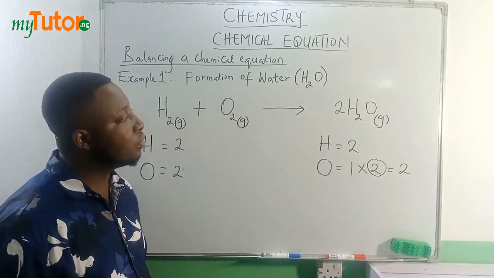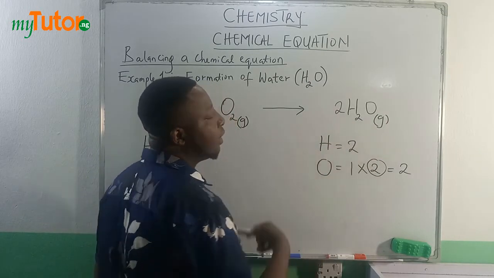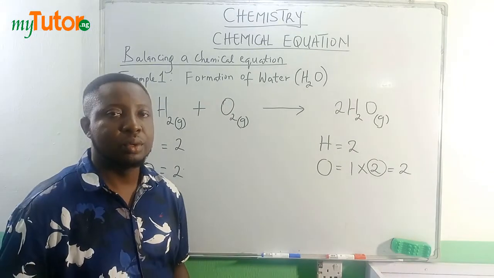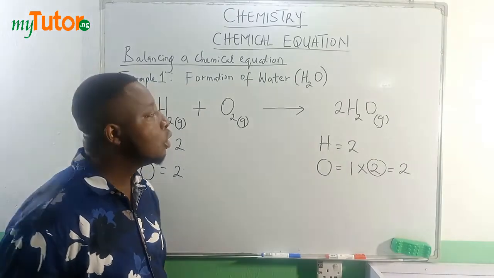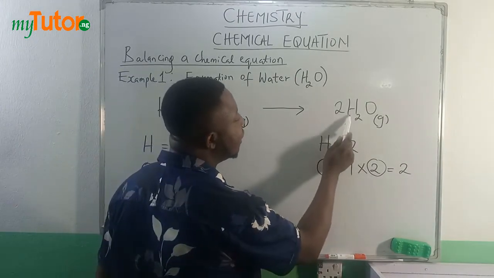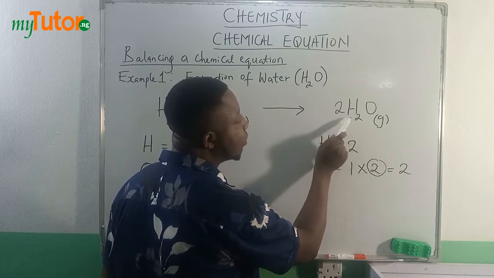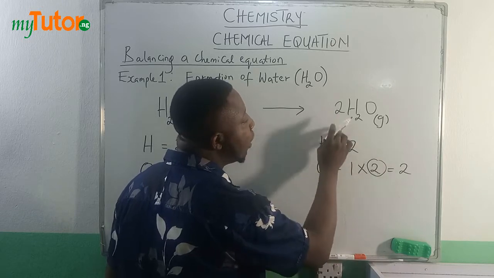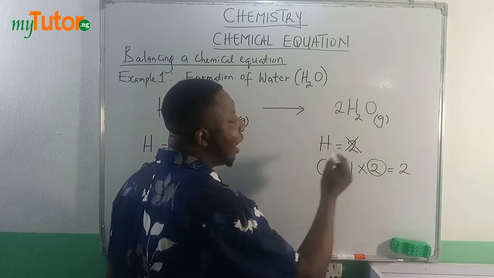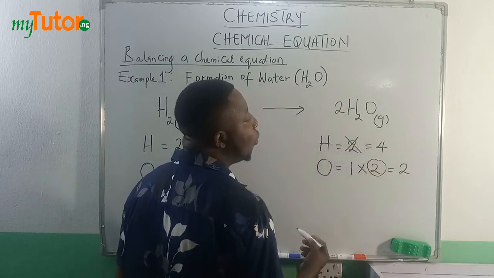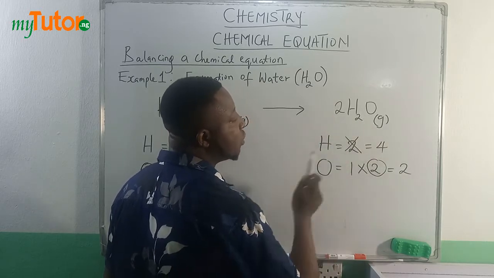By writing this number 2 in front of the water molecule, this number 2 has affected the whole atom that are here. So we need to recount to know the number of atoms of hydrogen and oxygen on the product side. So by checking, we can see that initially we had 2 atoms of hydrogen, but because of these 2 here, we will multiply the 2 atoms by 2. That will give us 4. So hydrogen atom is no longer 2. So this 2 is no longer correct. Our hydrogen atom is now 4, while our oxygen atom is 2. We have 1 atom, when we multiply it by this 2, it gives us 2.